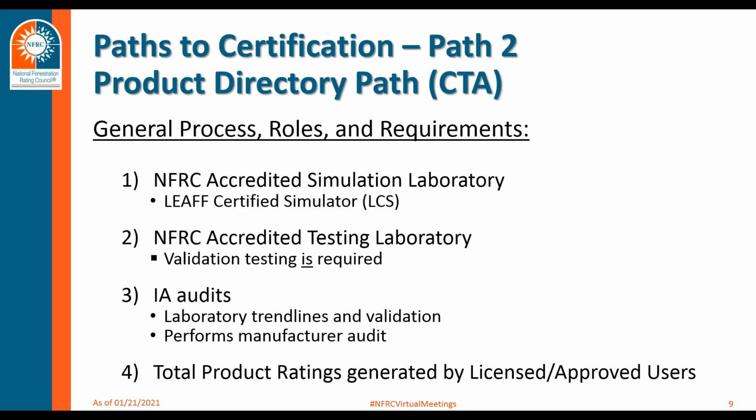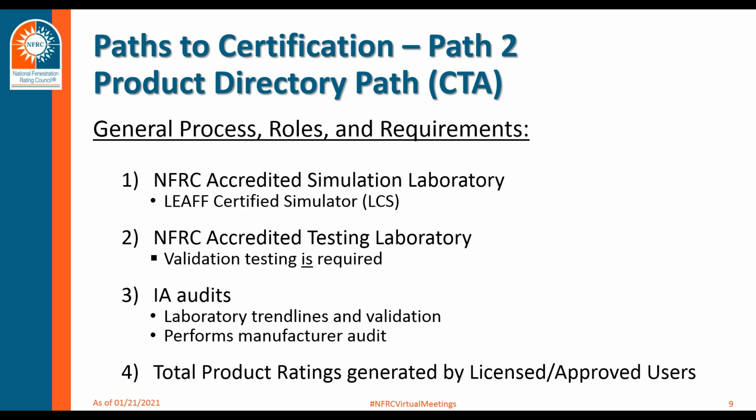The NFRC accredited testing laboratory shall be responsible for performing the physical validation testing in accordance with NFRC 102 for all the product lines added to the directory. The IA is tasked to audit the laboratory commercial trend lines and the validations for product lines, and to perform manufacturer audits in accordance with the NFRC 715. By developing the product trend lines and completing the IA audits in advance, this streamlines the process for the licensed user to obtain product ratings and a project certificate when a product is being used multiple times for multiple projects.